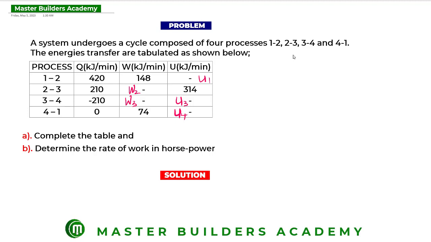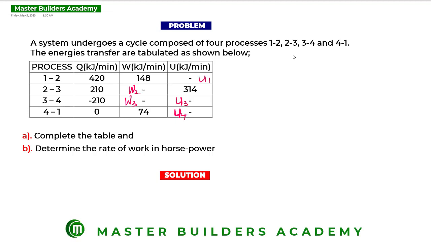Take for instance, if this question were to come in as an objective question, automatically you have this table to answer up to 6 different questions. Because in question A, where you are asked to complete the table, you will find U1, U3, and U4, 3 there, and the work done, you find 2. Then when you come to question B, we are asked to determine the rate of work done in horsepower. And don't forget that the rate of work done is the same thing as power, because power is energy expended, or work done, per time.